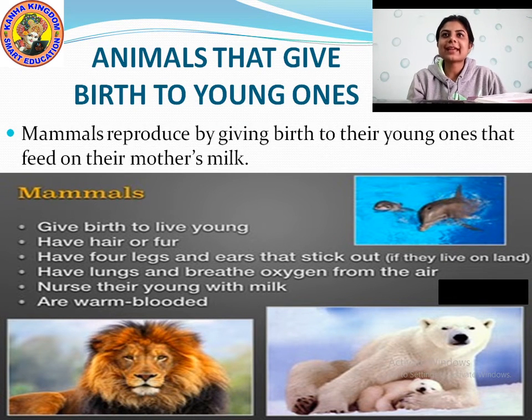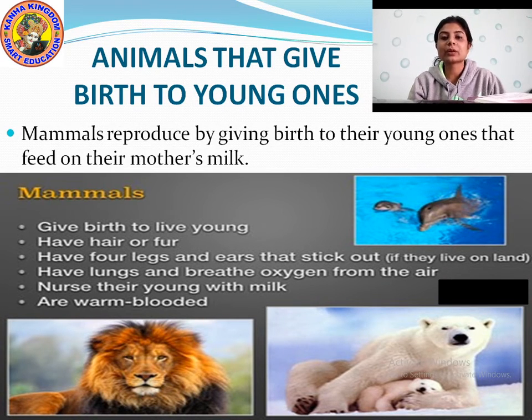And now students, let us study the animals that give birth. Till now we studied the animals that lay eggs. What were the animals that lay eggs? Those were like hen, frog, fishes, butterfly, cockroach. These are the animals that lay eggs. Now we will study the animals that give birth.